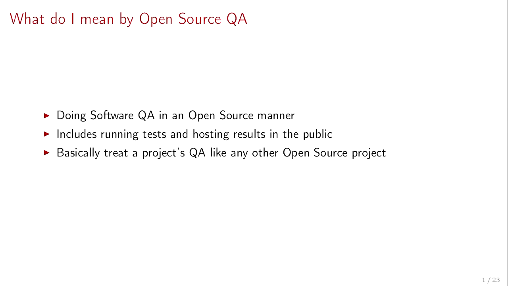And so we have a lot of cloud resources we can leverage for running tests and hosting the results in public. That's the other aspect of doing QA in the open that's often overlooked, is that besides running the tests in the open, you want the results to be accessible to everyone so they can look at them and compare them and independently reproduce them locally. Just treat QA like an open source project.